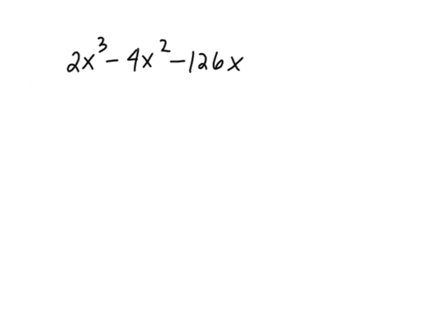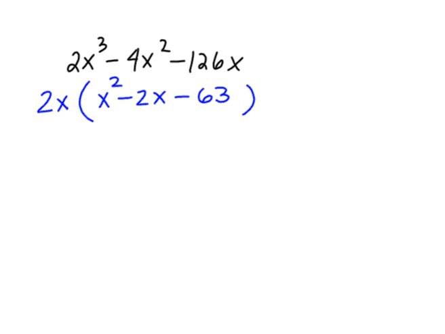And so that's what that particular problem would look like. The last one you have is 2x cubed minus 4x squared minus 126x. I see that they all have an x in common and they're all even, so that means they have a 2 in common. So I'm going to take out a 2x. When I do that, that leaves me with x squared minus 2x minus 63.